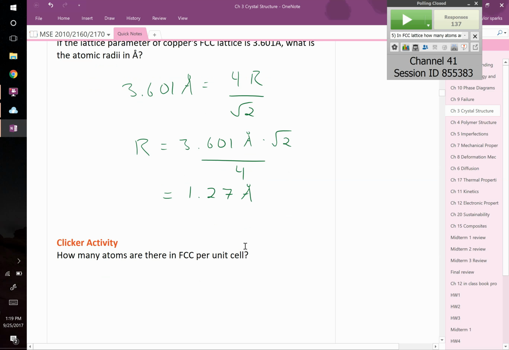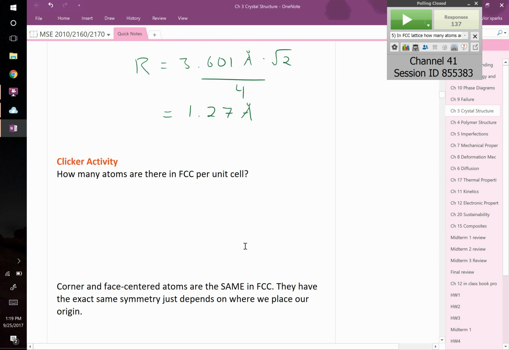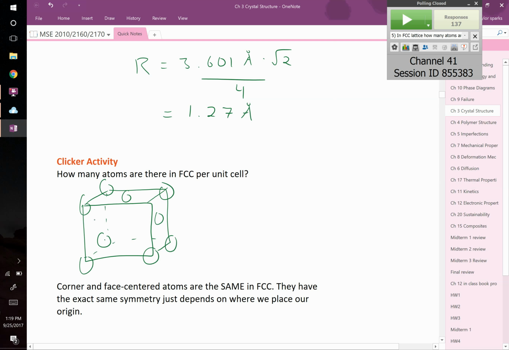Cool. All right, next question is, how many atoms are there in the FCC per unit cell? To answer this one, you need to take into account the structure. Drawing it is straightforward. You've got 8 of them on the corners, and you've got 6 of them on the faces. But not all of these are completely inside the cube. So I want you to figure out how many atoms are completely inside the cube. Add up the fractions to figure out how many atoms there are per unit cell.